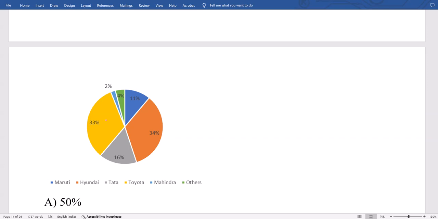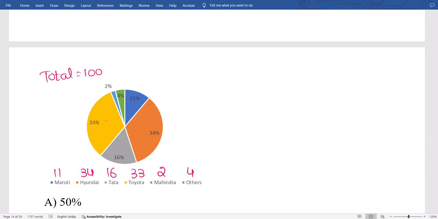Total 100. I am taking, let's say, 100. Maruti is 11, Hyundai 34, Tata 16, Toyota 33, Mahindra 2, others are 4. Now add this, you can see this is 50, this is 35 and 15, yeah, you got.